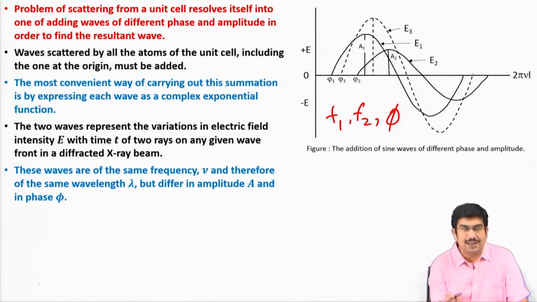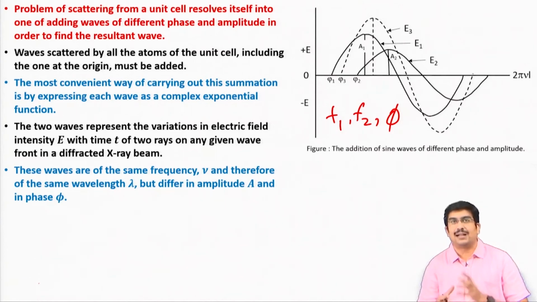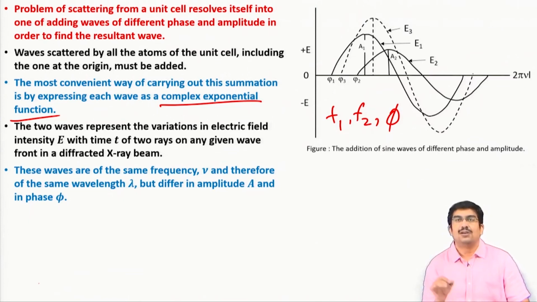That means basically we have to add up the waves scattered by the atoms in the unit cell, one at the origin and another one somewhere else. The best way of doing this summation is by expressing these two waves in terms of a complex exponential function. We will see what that basically means. First of all, let us imagine one of the waves is coming out of the origin, and one of the waves is coming from any atom on this arbitrarily defined plane.